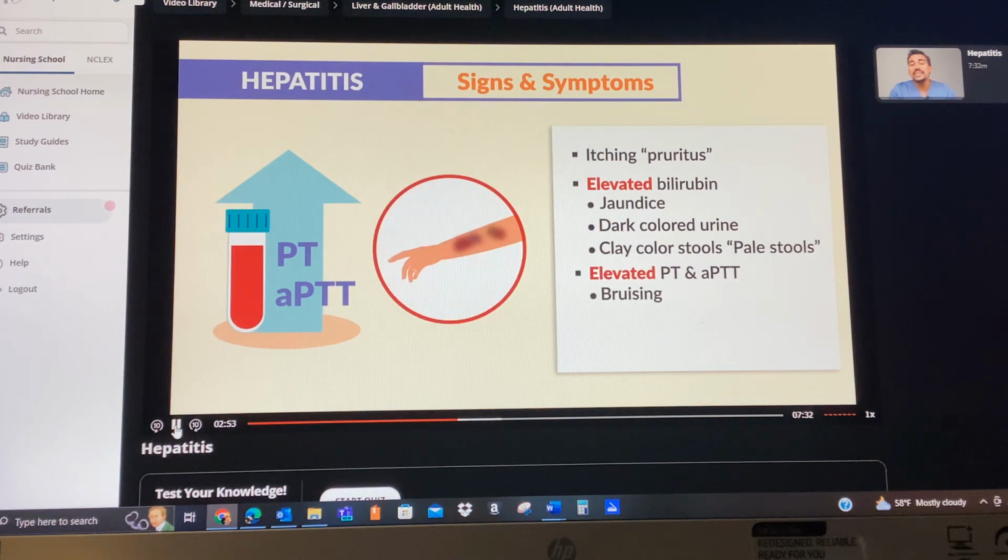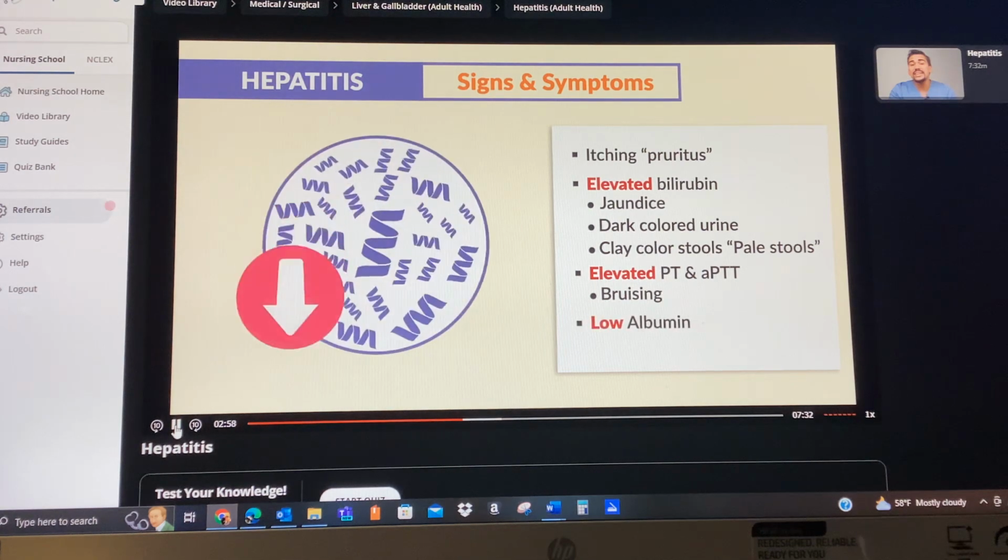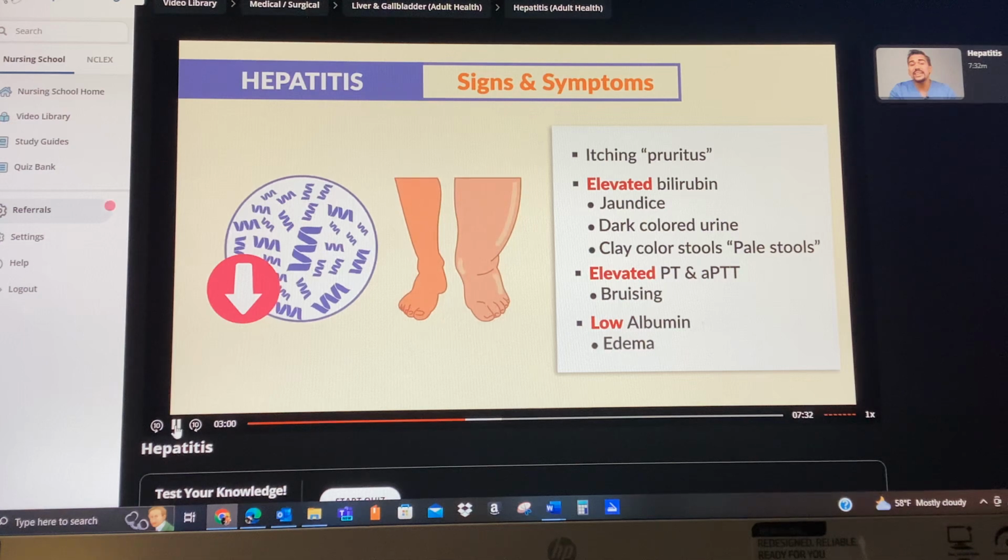That leads to bruising from the lack of coagulation factors, as well as low albumin. So we see edema since albumin is not there to attract the water back into the blood vessels.